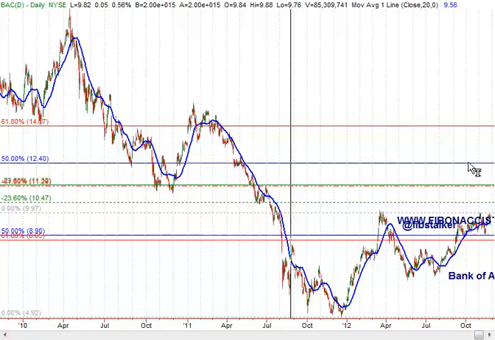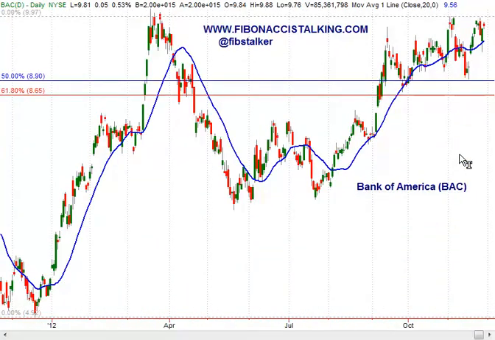I will definitely exit at 1240, because this level is an important resistance level, and we will surely see some sort of participation at that level. This is it for BAC, Bank of America.